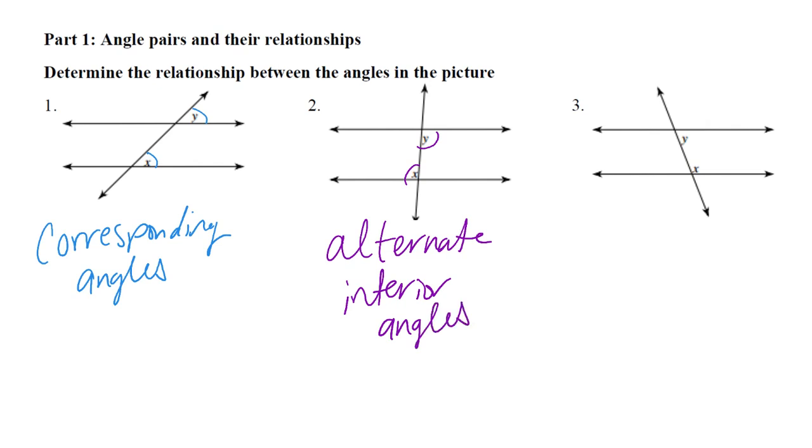Last one, number 3, you see that they are still inside the parallel lines, but they are on the same side of the transversal. So this is consecutive or same side interior angles.